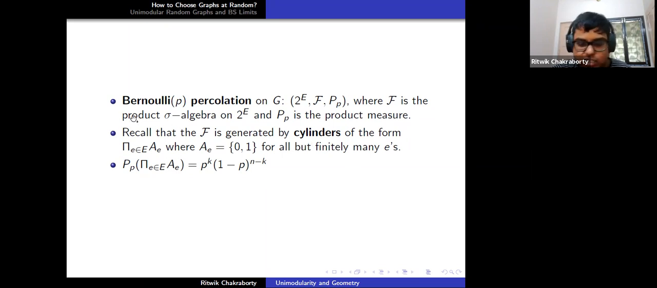Any such cylinder is essentially going to be the collection of all these percolation configurations in which I know that, let's say, some finitely many, like k many edges are open, some n minus k many edges are closed, and the rest of the edges can be anything, we don't know, right? And what is the probability that I end up picking a subgraph that belongs to the cylinder? Precisely given by this, p to the power k times (1 minus p) to the power n minus k, right?